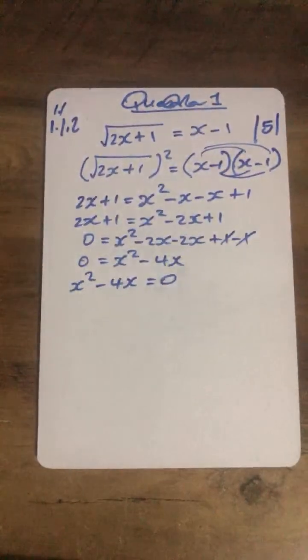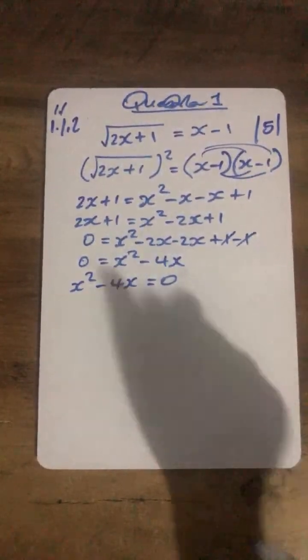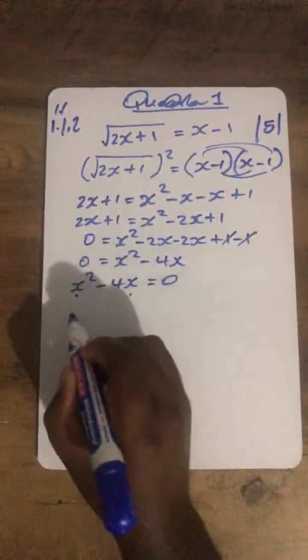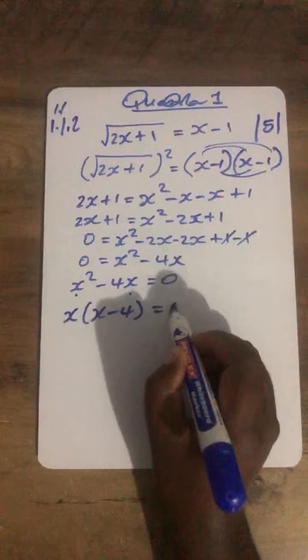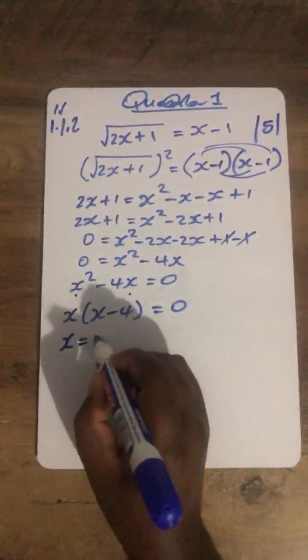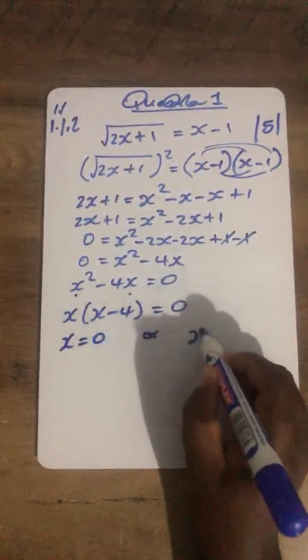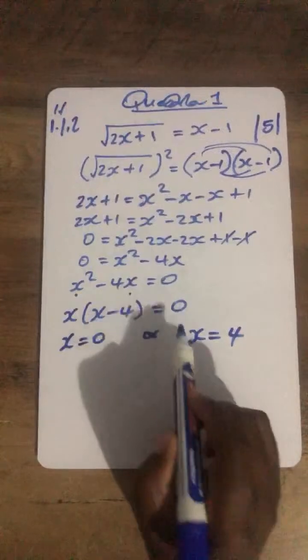Obviously this one on the other side equals 0. So can you guys see, can't we take out something as a common factor? X can be taken out as a common factor. That's how you factorize. And then you can easily say your x is equal to 0, or your x is equal to positive 4. Obviously I took this to the other side.